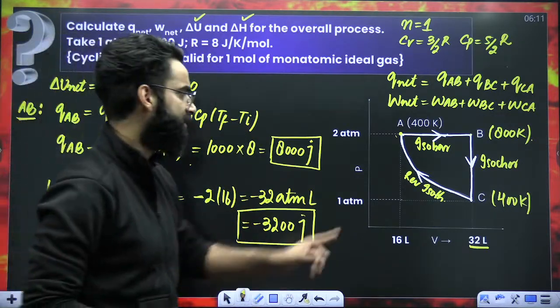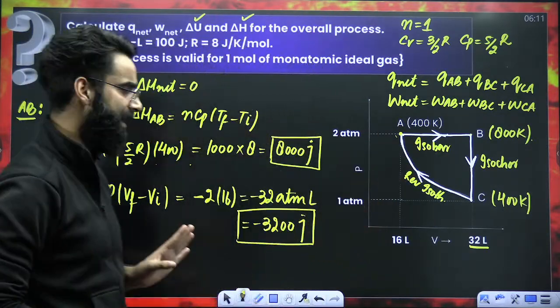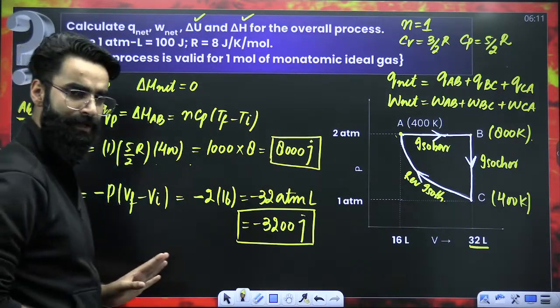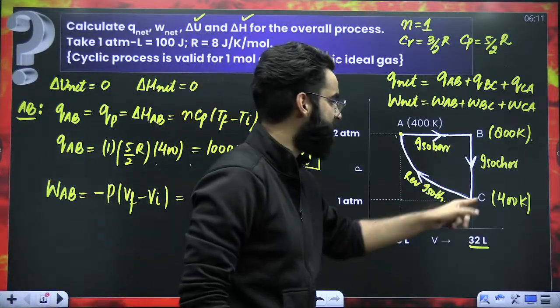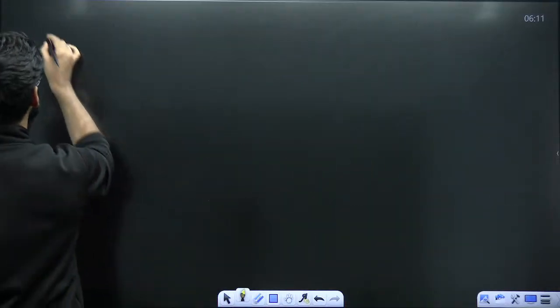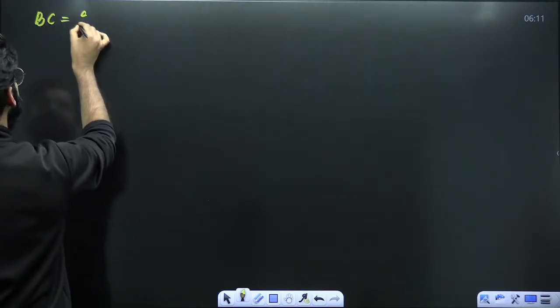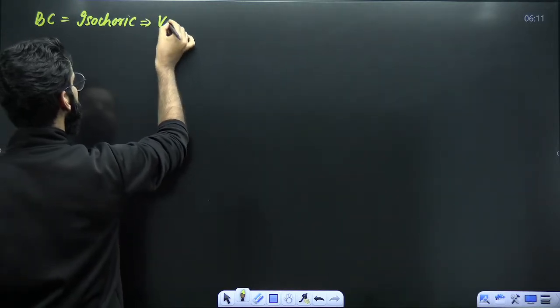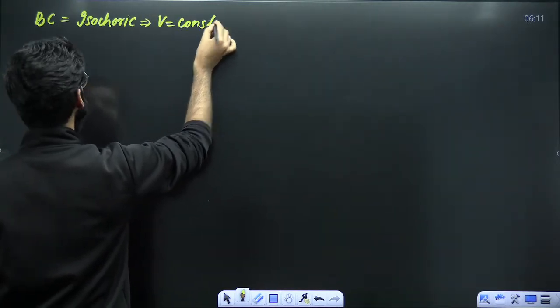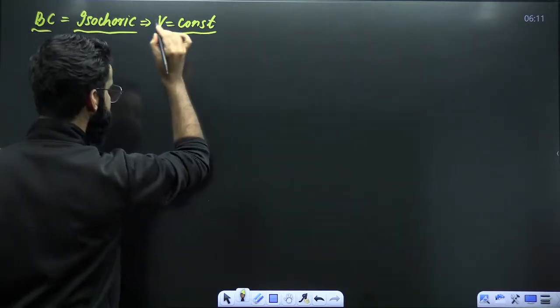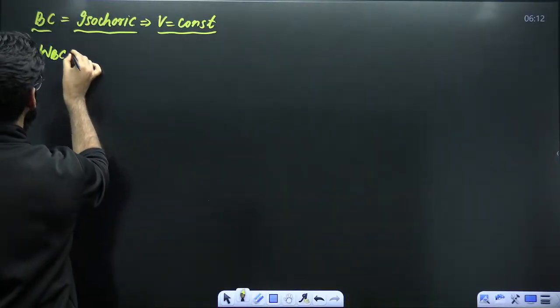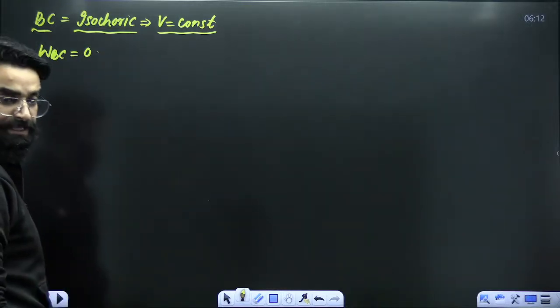So you have analyzed the process AB, in which you have calculated QAB and WAB. Perfect. Now, my dear students, it's time to analyze the process BC. Now, the BC process is isochoric. We have already discussed that. That means the volume of the gas is remaining constant during the process BC, right? If the volume of the gas is remaining constant during the process BC, what about WBC? If volume remains constant, WBC has to be 0, right?